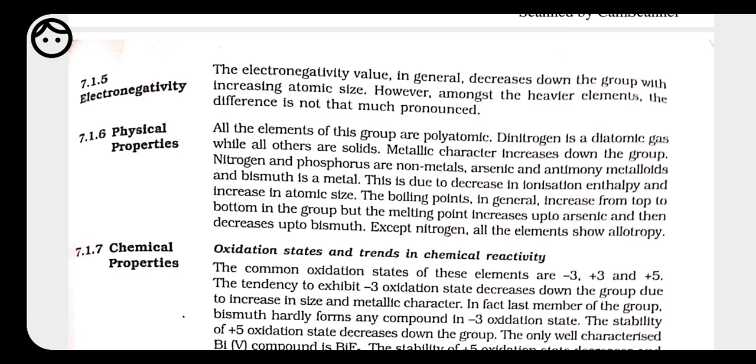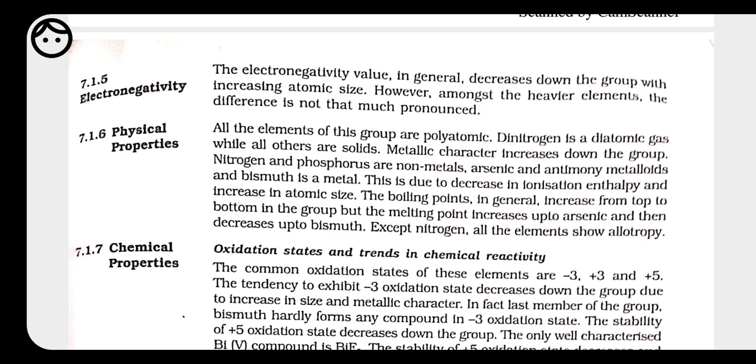Ionization enthalpy decreases as we move down. It means that because of the bigger size of bismuth, it can lose its electrons very easily, and it shows the properties of a metal. That's why it is taken as a metal. Boiling point, in general, increases from top to bottom. But the melting point increases up to arsenic and then decreases up to bismuth.